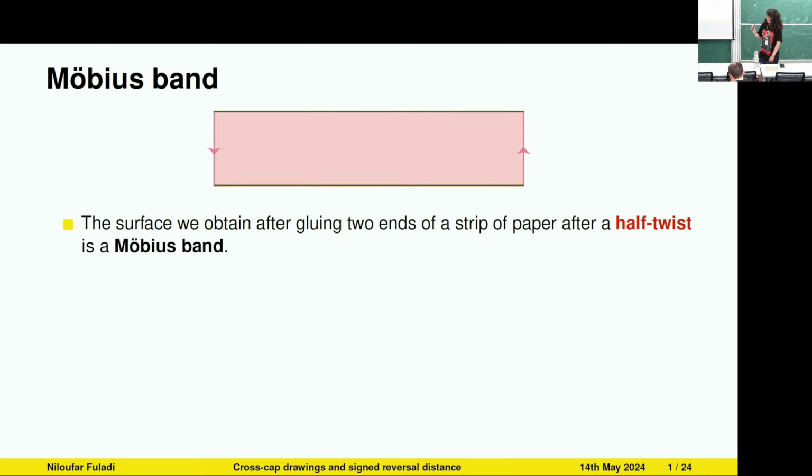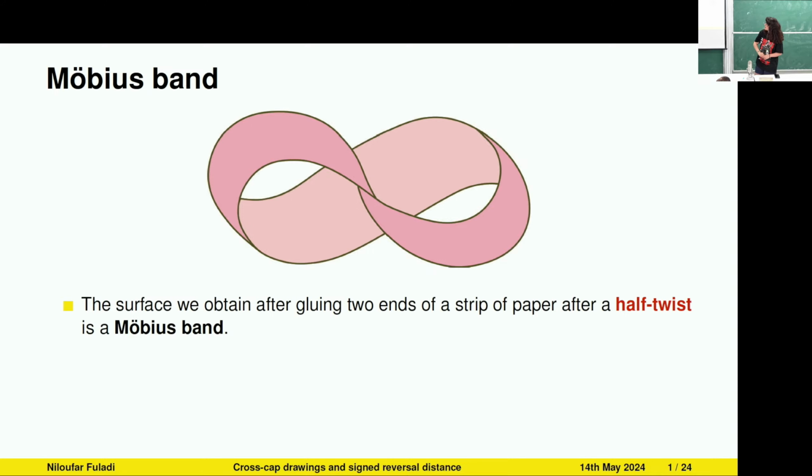So I'm going to start with a Mobius band. So what is a Mobius band? It is a surface that we obtain after, imagine that you have a strip of paper, you twist it and then attach the two sides together. So this is a strip of paper and I'm going to attach the two sides with the directions that I've shown here. And the surface that I'm going to get is something like this, which is called a Mobius band.